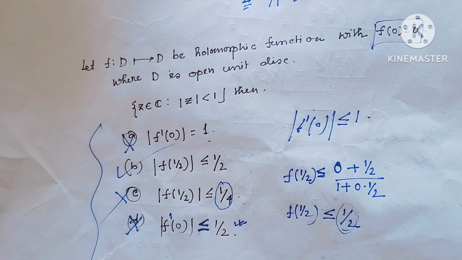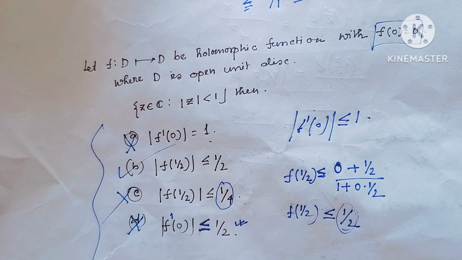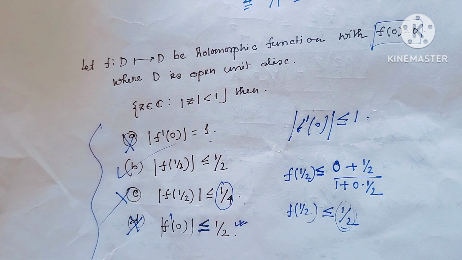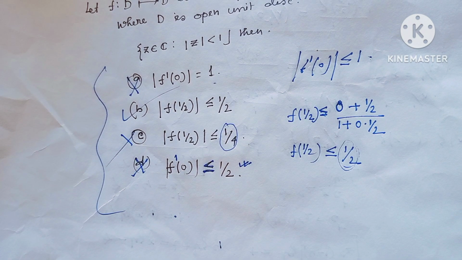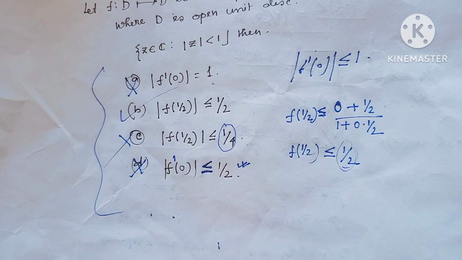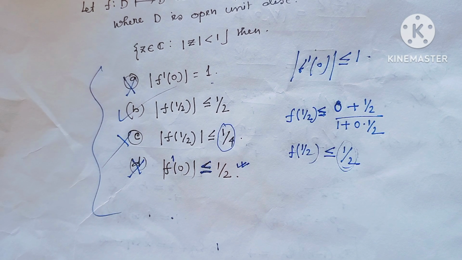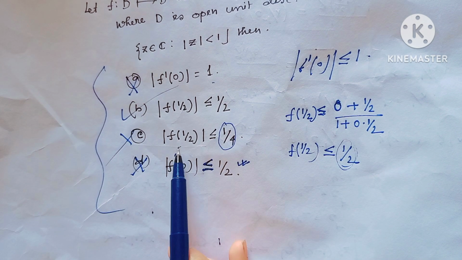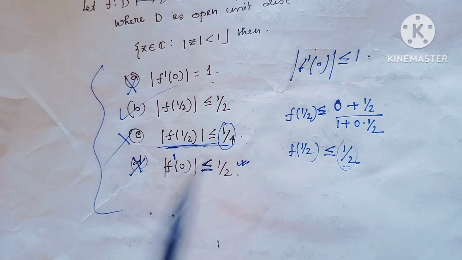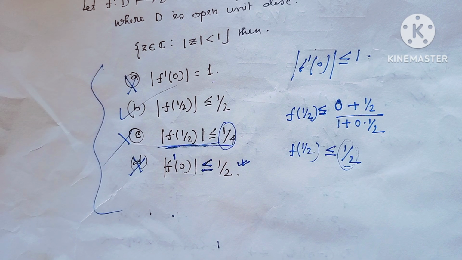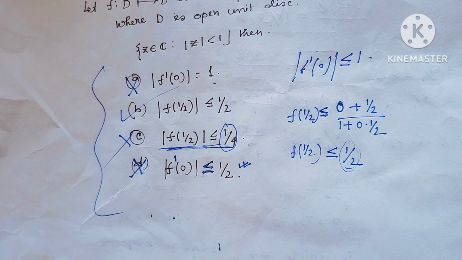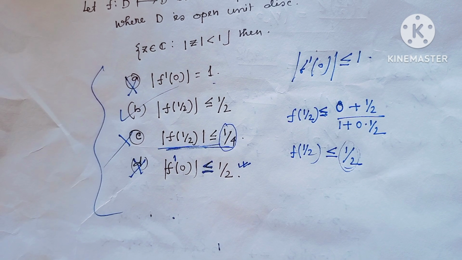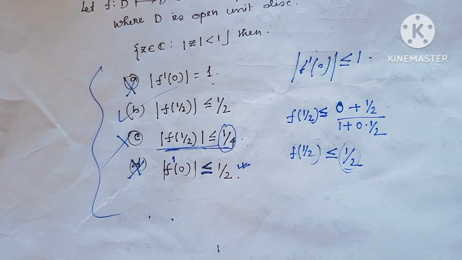F prime 0 less than or equal to 1, this means here always the upper bound. Here the upper bound is 1. F of half less than or equal to half means here the upper bound is half. But if we consider this option also, that means the upper bound is 1/4. This is not true. I hope all my viewers have understood.